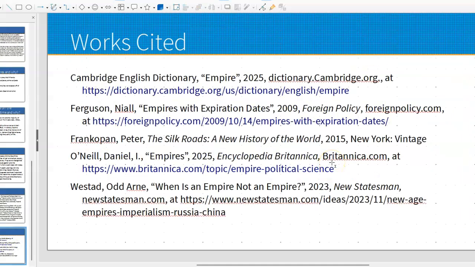All right, so there's my works cited. I'm encouraging you to look at it because notice the structure and form. Notice the Frankopan citation there: The Silk Roads, A New History of the World, 2015, New York, Vintage, because Vintage was the publisher. All of the rest of these are located online, as you know, and that is how you should cite them from online things. The New Statesman, where the Westad article was, is a magazine, as is Foreign Policy, where Ferguson's was. So you would cite the magazine first and italicize it the same way that you do a book title, and then the actual website, and then the specific location of the article itself.